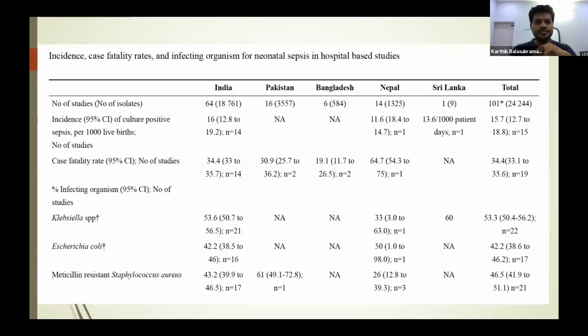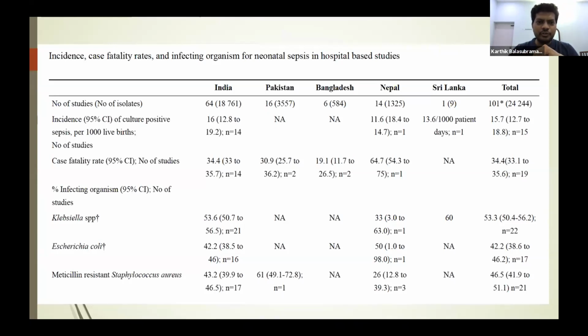Now, what did they find? This is very important, which I would like everyone to concentrate on. Now look at India. The total number of studies included were 64, which included about 18,761 isolates. If you look at the incidence of culture positive sepsis for every 1,000 live births, it's about 16 in India. And the case fatality rate, that is for every 100 culture positive sepsis, is 34.4%. And this includes all neonatal age groups. So it's very alarming that for culture positive sepsis, 1 in 3 babies will die.